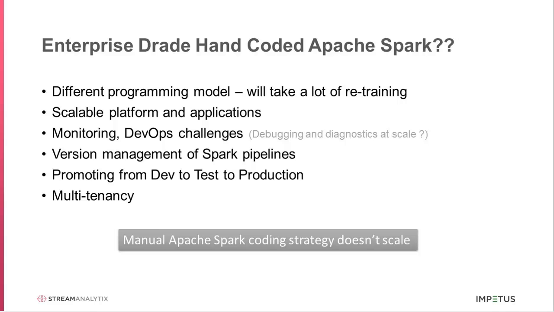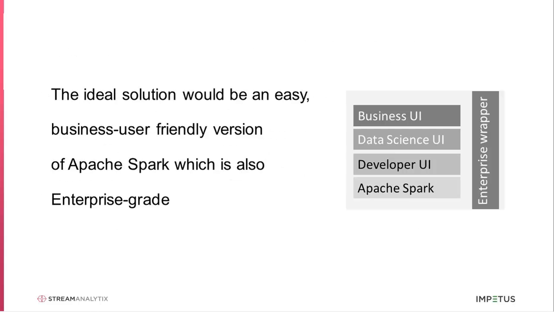The ideal solution, we say, would be probably a business user-friendly, developer, data science, and business user-friendly abstraction on Apache Spark, where you take care of the enterprise-grade functionality so that you can do all of this with ease, with simplicity, and also the enterprise-grade non-functional aspects are handled.